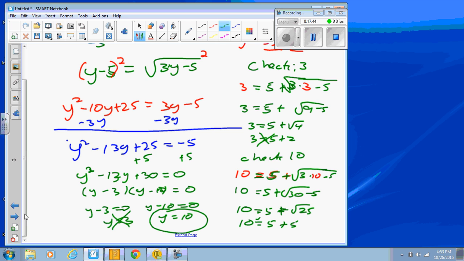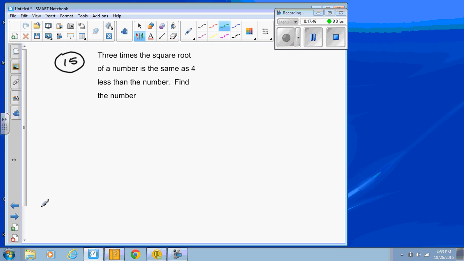And now number 15 is a little tricky one. 3 times the square root of a number is the same as 4 less than the number. So we're going to write that as 3 times the square root of n equals, the same as 4 less than a number is n minus 4. Now this is one of the times when we probably don't want to isolate the radical, because that's going to mess us up over here.